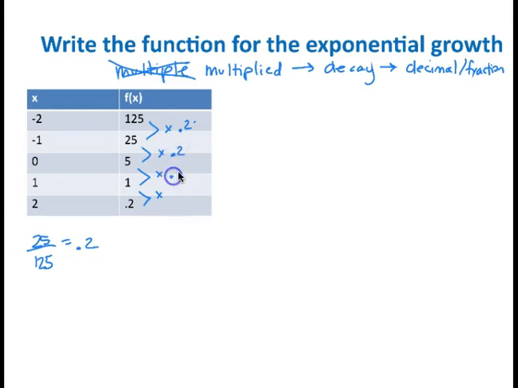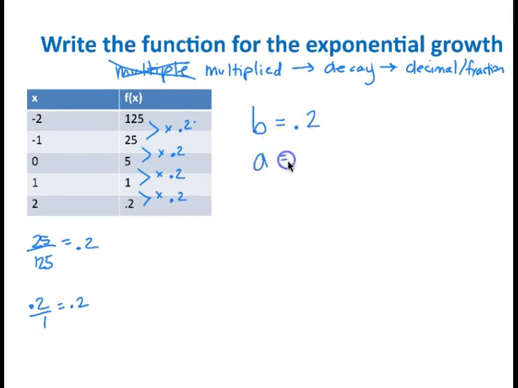So again, if it's hard for you to see what that fraction or the decimal is that we're using to go from a larger number to a smaller number, take any of the numbers and divide it by the previous one. So we could have done 0.2 divided by 1. Take this number and divide it by that. Equals 0.2. That's your multiple. So we have determined that our b value, our multiple, is going to be 0.2.